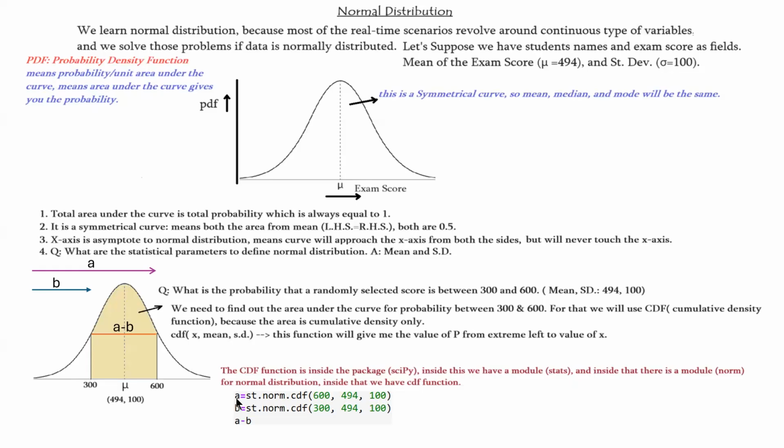So it will be stored or assigned in A. In the same way, I will calculate the probability for B as well. B equals CDF of 300, the value on the x-axis, comma, again the mean 494 and standard deviation 100. Now if I do A minus B, I will get the complete probability. So this CDF function will provide me the probability under the curve for the particular area.